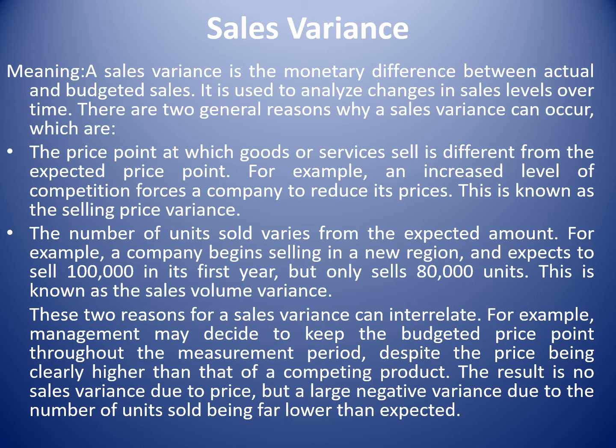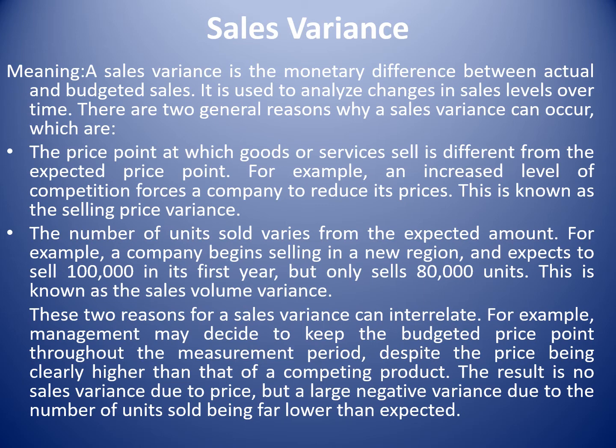Next, the number of units sold varies from the expected amount. For example, a company begins selling in a new region and expects to sell 1 lakh units in its first year, but only sells 80,000 units. This is known as the sales volume variance.